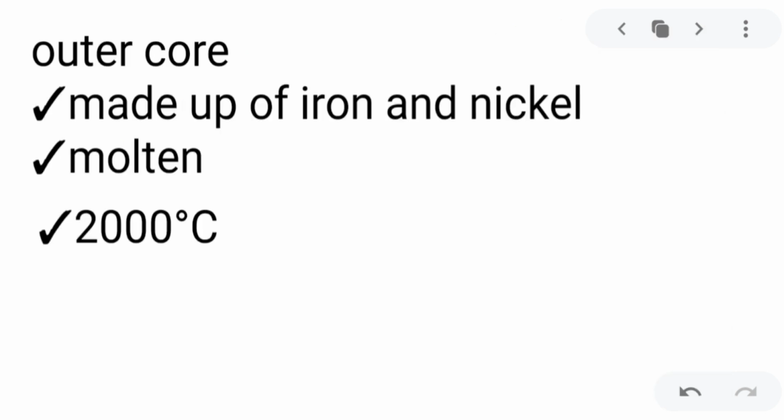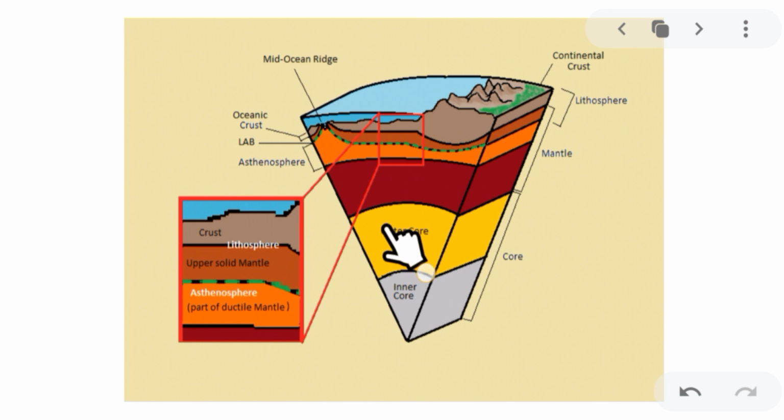Then, we have here the outer core. The outer core is made up of iron and nickel. It is molten. When we say molten, tunaw na iron and nickel. And the temperature is 2,000 degrees Celsius. So, at this very high temperature, the iron and nickel, which is supposed to be solid because they are metal, they melt in this temperature. This one, this part here, the outer core.